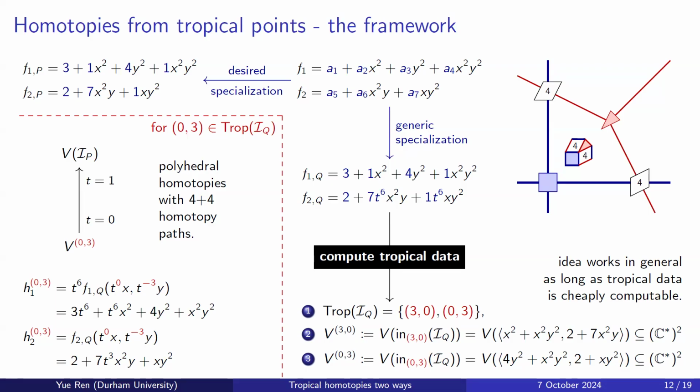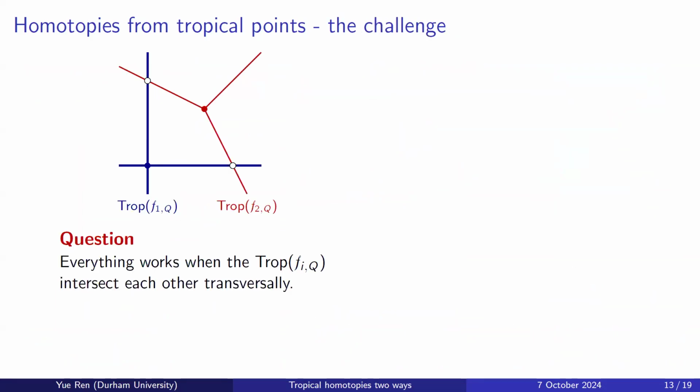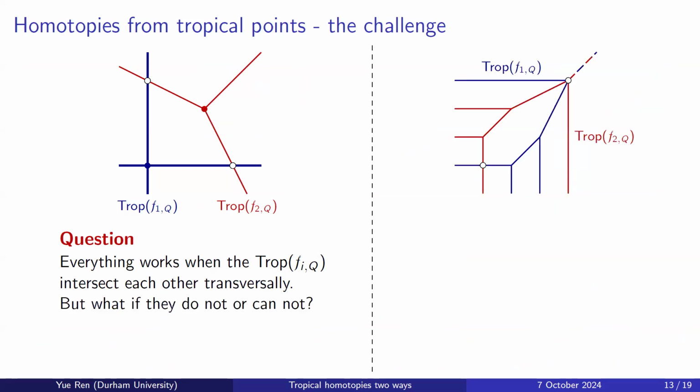Now, what I've shown you worked out very nicely because all the tropical hypersurfaces intersected each other transversely. But there are a lot of examples, and you just have to trust me on this, where, regardless of how you choose the parameters, they will never intersect transversely.